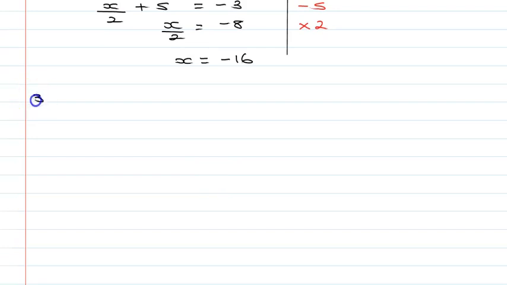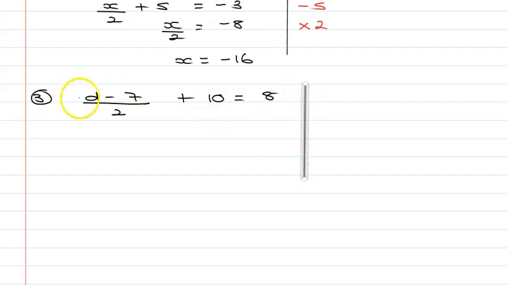Final example that I'm going to do, I'll make sure I involve a fraction where the whole of this bit is divided by 2, but not the 10, and then the answer equals 8. Okay, so because the 10 is not involved in the fraction, the first thing I'm going to do is subtract 10 from both sides, leaving me with a fraction on the left, all divided by 2, and 8 take away 10 is minus 2.